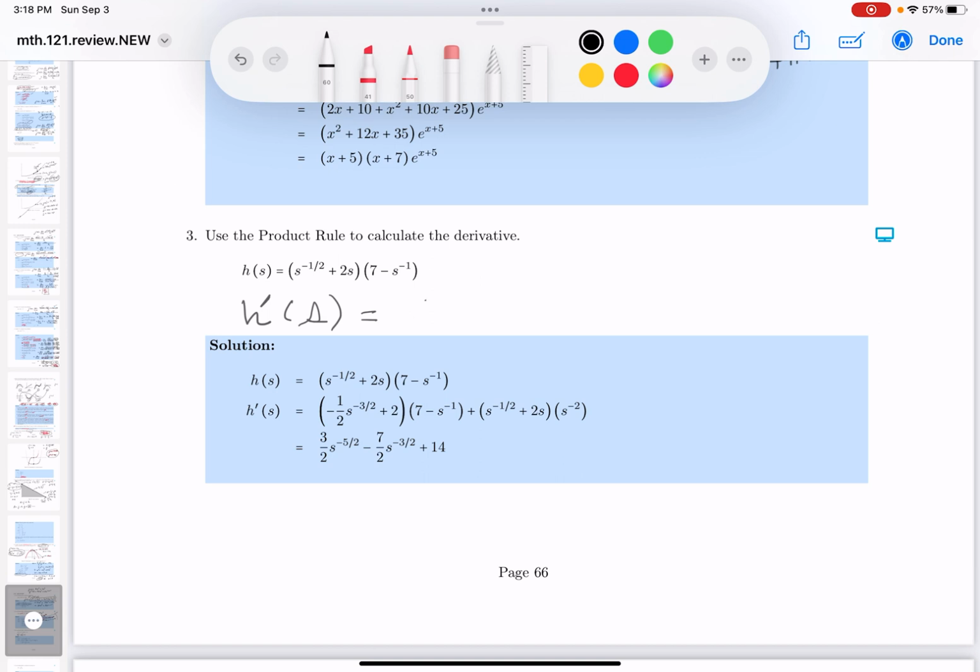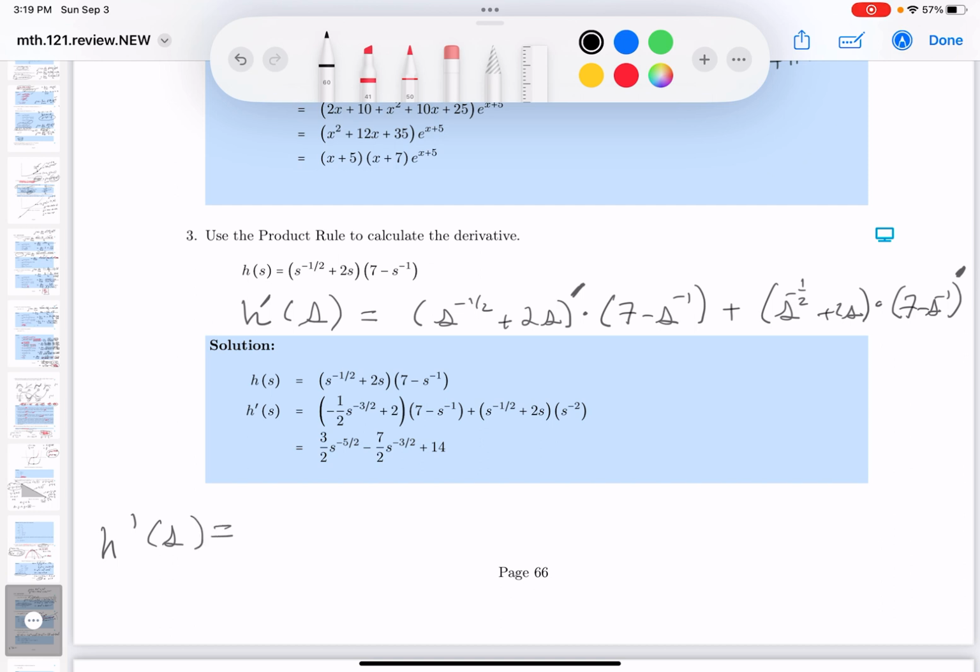Well, let's write this down a little differently, too. I'm going to write it as S to the minus 1/2 plus 2S. I'm going to say take its derivative times the second function, 7 minus S to the minus 1, plus, well, I'm going to leave the first function alone now, plus 2S times the derivative of the second function. There's a problem with those hash marks. They might look like the number 1 to you. They're not. They're hash marks. So let's write this down. H prime of S. And let's see what you get.